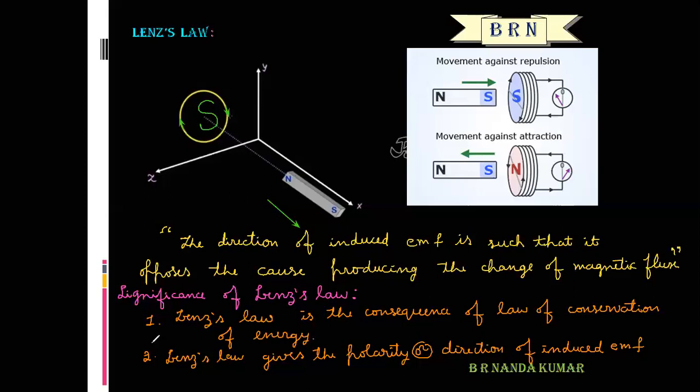So these are the two significances of Lenz's law. Number one, it is a consequence of the law of conservation of energy, and Lenz's law gives the polarity of induced EMF. Lenz's law gives the direction of induced EMF. What is the statement of Lenz's law? The direction of induced EMF is such that it opposes the cause producing the change of the magnetic flux.